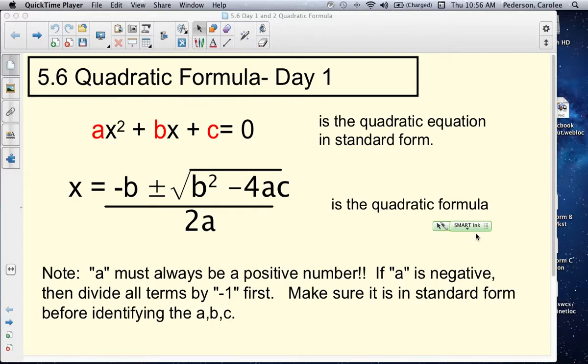The quadratic formula in this class, we ask you to memorize. We are not going to give you the quadratic formula on a test or a quiz. There are different ways to memorize it. Some teachers teach you to sing a song. We can talk about that in class, what that song is. So go ahead and write down the quadratic equation in standard form and this quadratic formula.